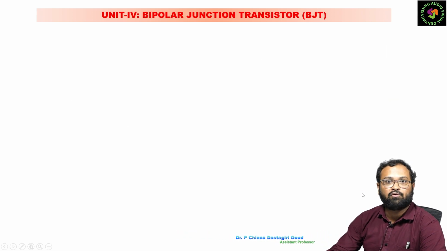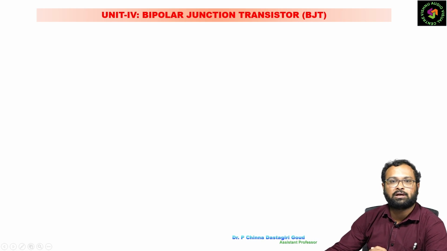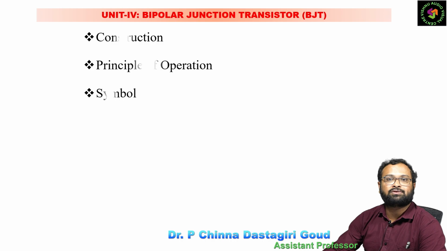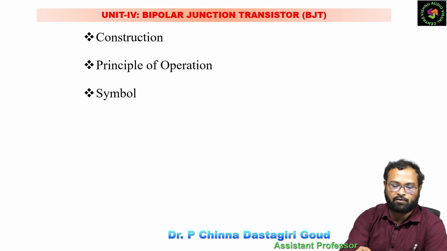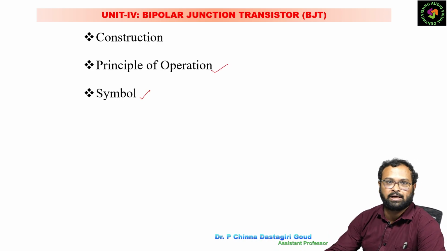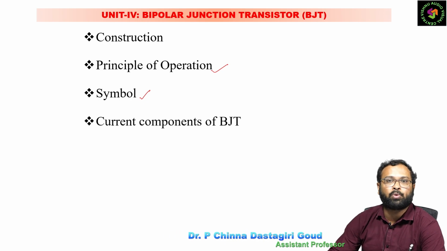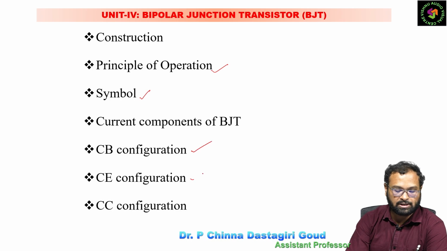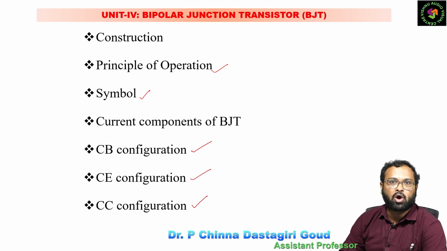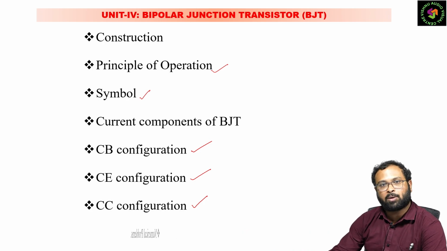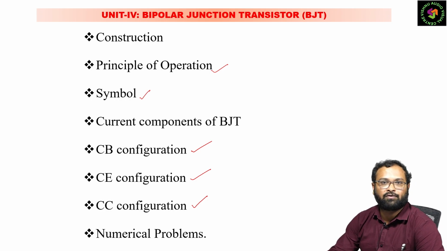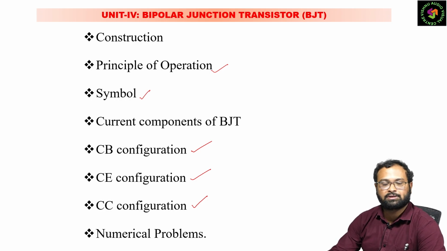In the next chapter, since the PN junction diode is a single junction, we will deal here with the bipolar junction transistor. First we will see the construction, principle of operation and symbol of the BJT. Then we'll go with the current components of the BJT, and along with that we'll see the configurations: CB, CE and CC, that is common base, common emitter and common collector, and some numerical problems on these configurations. With this, our syllabus is completed for the fundamentals of electrical and electronics engineering.